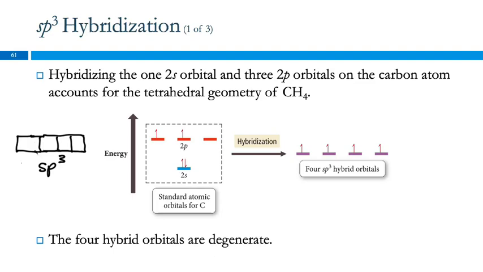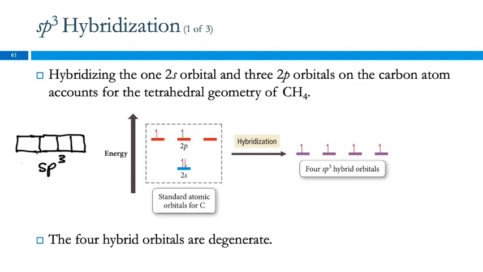Yes, so Hund's rule still applies. This is carbon that we're looking at, standard atomic orbitals for carbon, and there'd be 2 electrons in the 2s orbital, and then in the 2p subshell, each of these orbitals would have 1 electron. So we have 4 valence electrons.